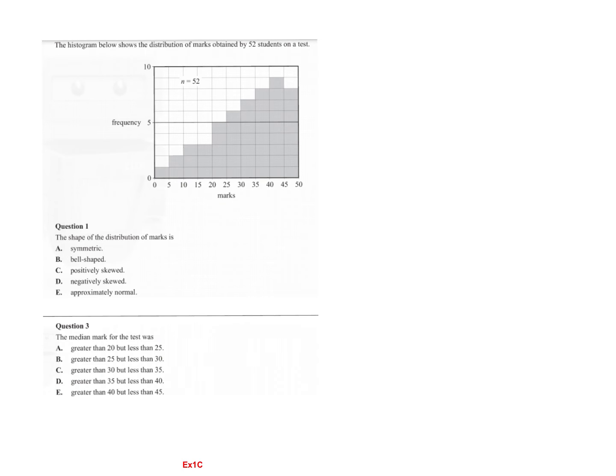The histogram shows the distribution of marks obtained by 52 students. So they've given us the 52 there. The shape of this distribution, what's this one? Yeah, negative skewed. The median mark for this is, so remember the median's going to be found at n plus 1 divided by 2. So 52 plus 1 divided by 2. So it's going to be the 26.5.